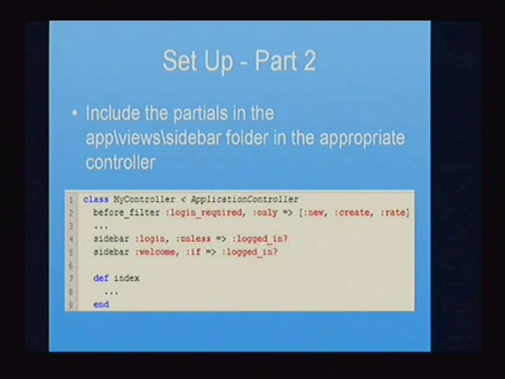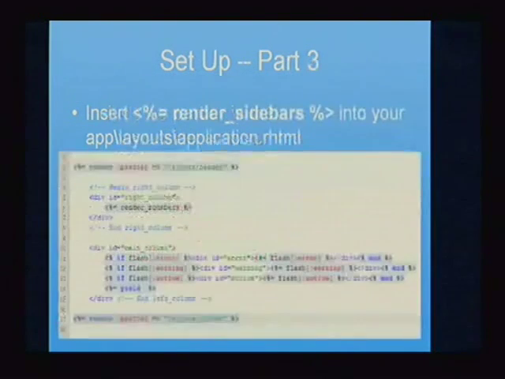So you have your controller, say you have your account controller with your method login. In this case, that's what this partial, the login partial, would call. It would call the account controller's login method. And then as far as actually displaying it on your page, you just simply call the render sidebars function.